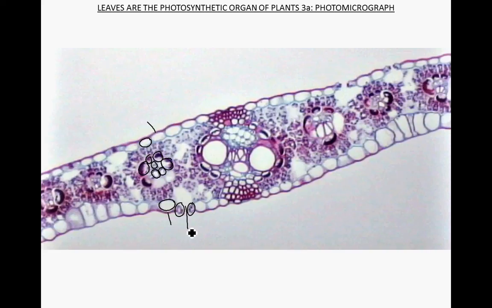The palisades parenchyma cells would be in here, right? And then your spongy mesophyll or spongy parenchyma cells would be there. This would be large xylem moving down the center of the leaf. That's the main vein that would go down the center of the leaf.